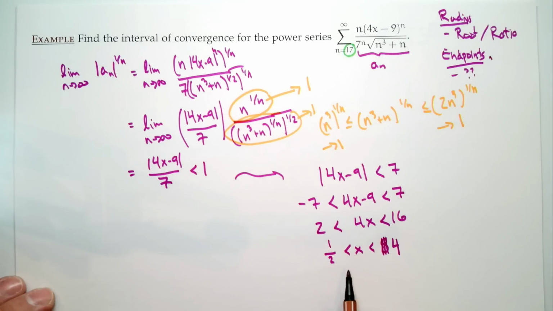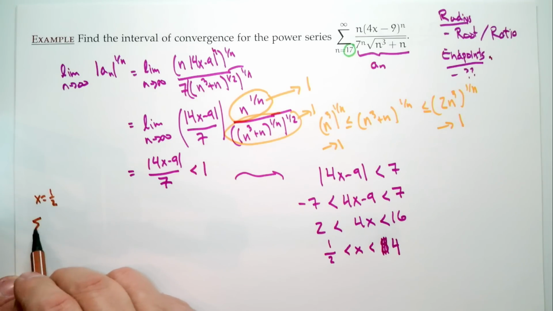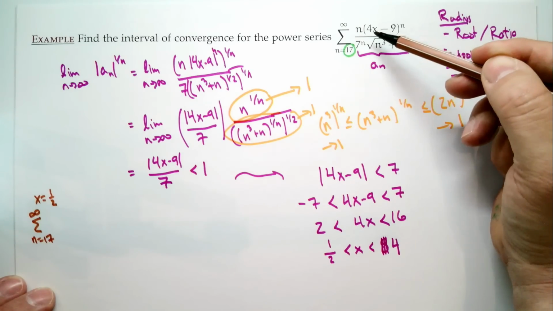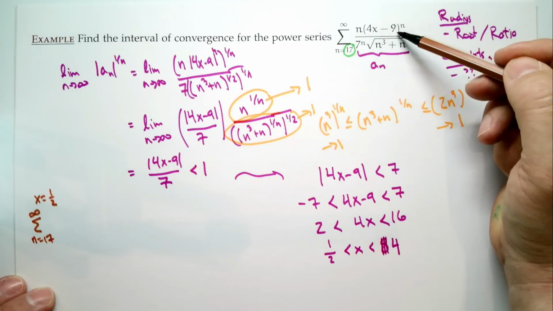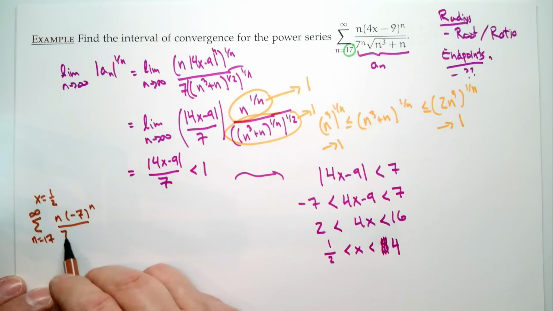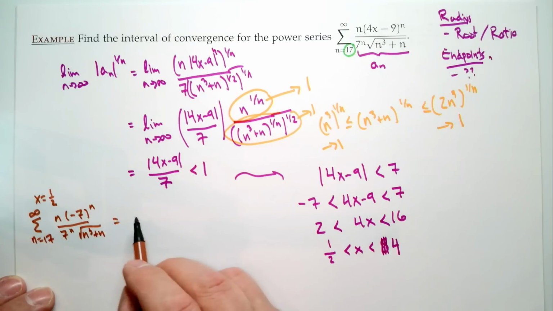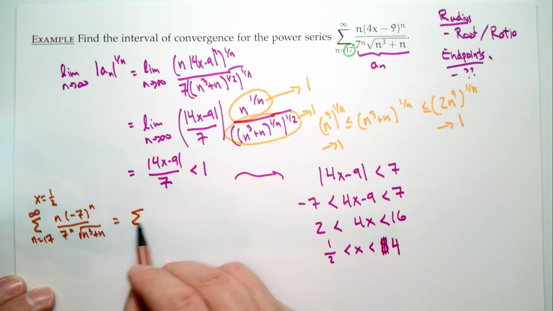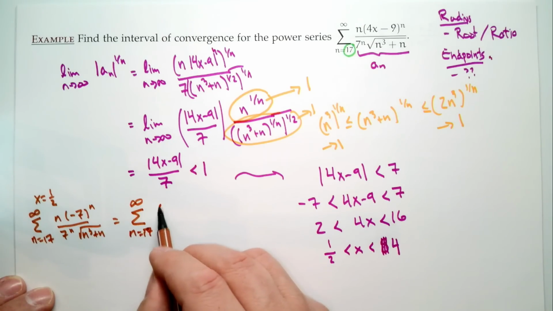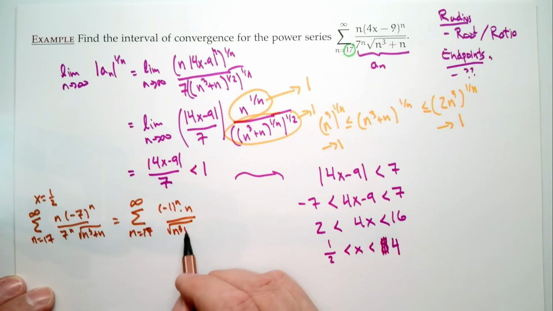So let's do the endpoint of 1/2. So what happens at x equals 1/2? We're going to get the summation from 17 to infinity. And when we plug in a half, we're going to get 2 minus 9, which is negative 7. So I'm going to get n, negative 7 to the n, divided by 7 to the n, times the square root of n cubed plus n, which we can clean up because we both have 7 to the n upstairs and downstairs. So we have the summation n equals 17 to infinity of minus 1 to the n times n over cubed root of n cubed plus n.